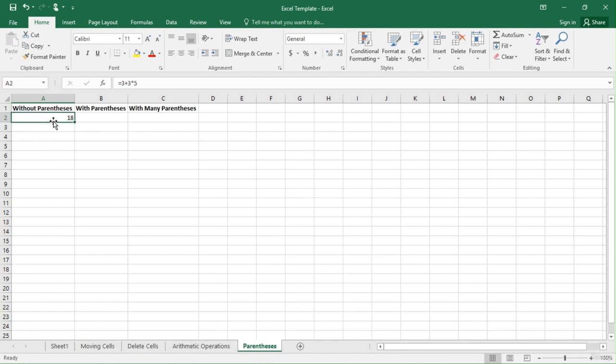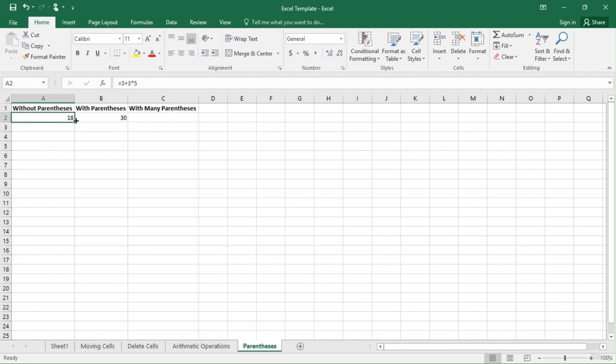Let's try this again with parentheses. Equal to (3 plus 3) multiplied by 5. And we have 30. What changed? Why do we have different outputs for the same values?